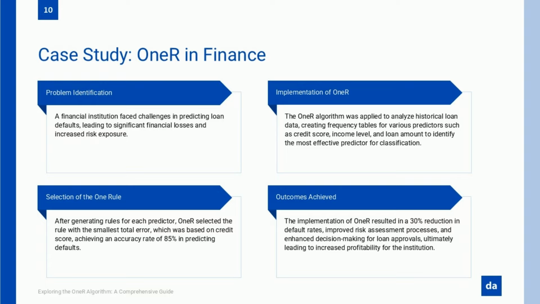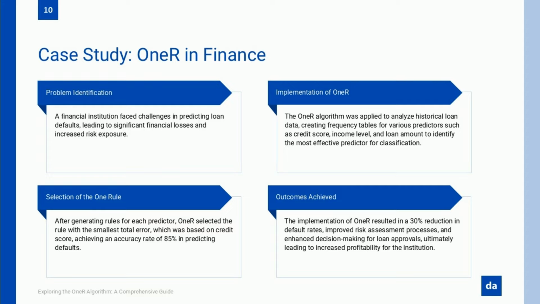The bank reduced default rates by 30% within the first year, improving risk assessment processes and ensuring better decision-making for loan approvals. Profitability increased as fewer high-risk loans were approved and financial stability improved. The simplicity of OneR meant that loan officers, even without a technical background, could confidently use the model to guide their lending decisions. This case study highlights the power of OneR in financial risk assessment.